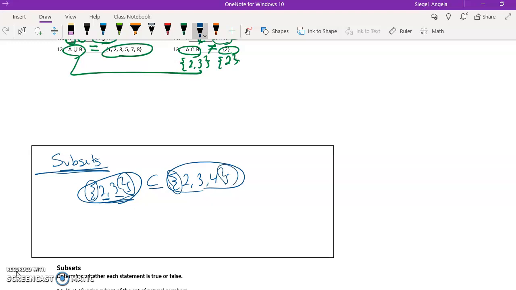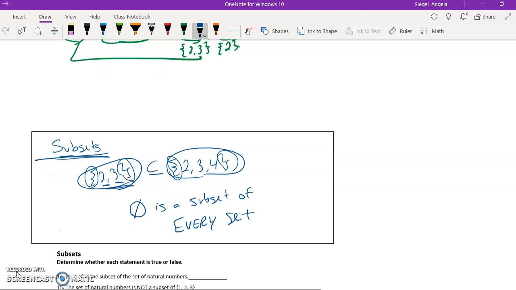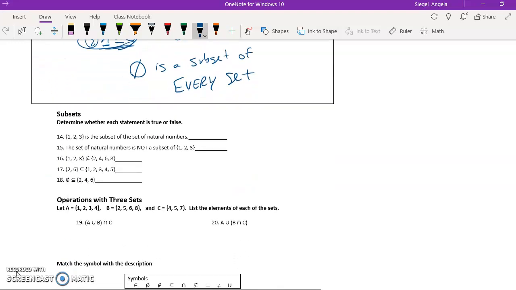And also, I want you to know that the empty set is a subset of every set. So this is kind of important to know. So make sure you don't forget that. That will show up sometimes. Okay, so let's practice subsets and see what happens.